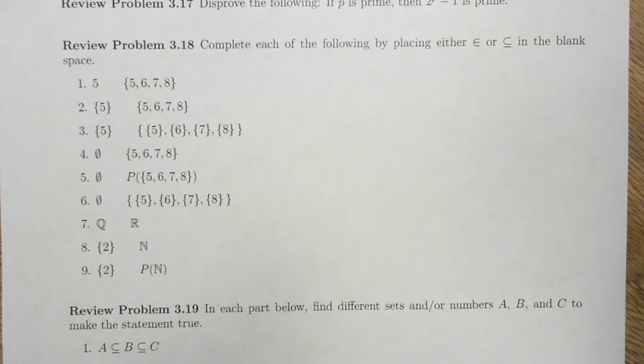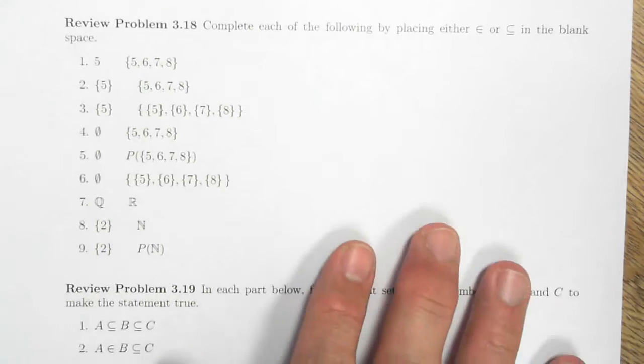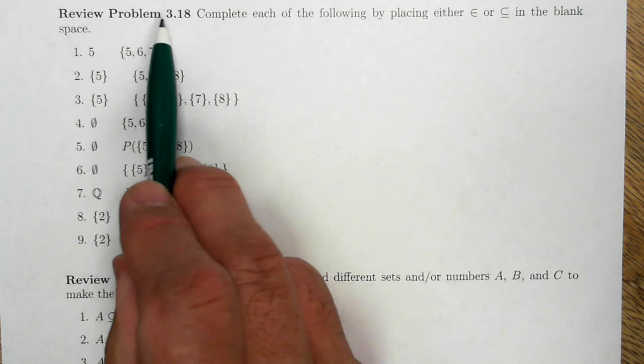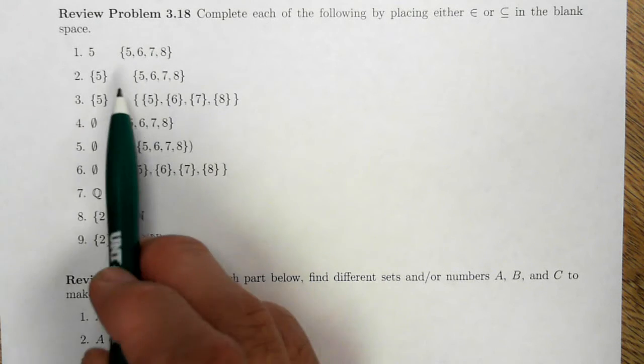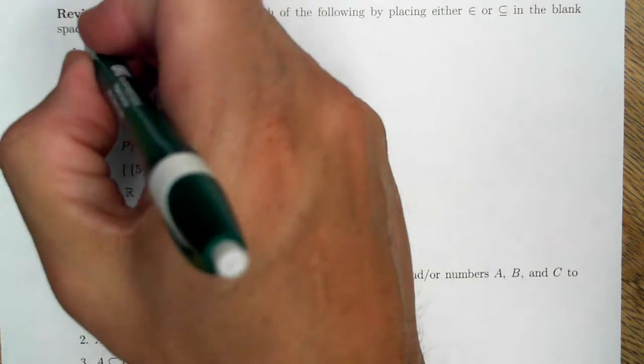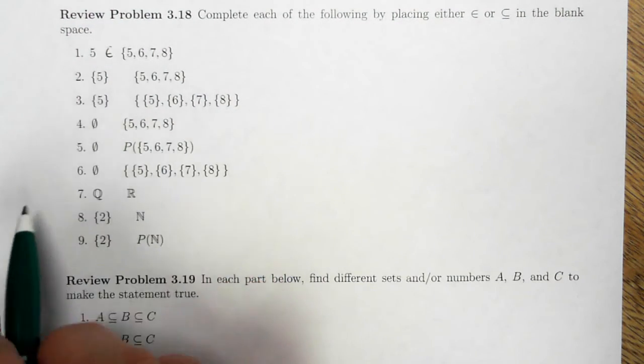Okay, in this video we're going to take a look at review problems 318 and 319 and go over the definitions of element and subset. For review problem 318, we just need to put something in the blank space to make the statements true. First off, 5 is an element of this set. 5 is one of the elements.